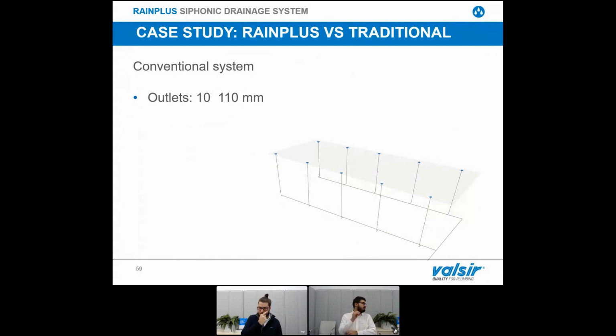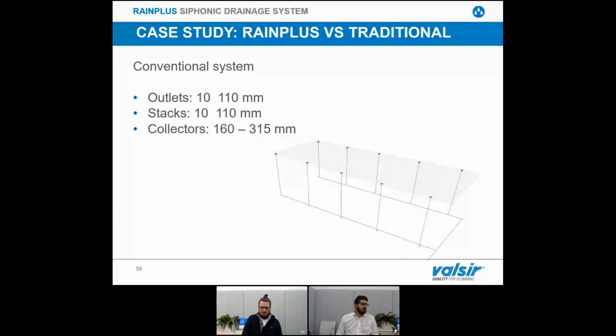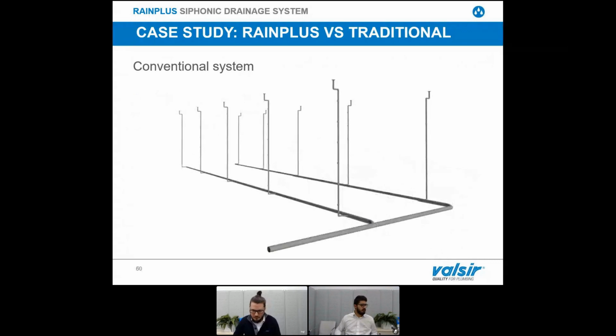Fortunately, when we arrived in Korea, the Hyundai designer had already prepared a 3D design for the conventional system. As you can see, they provided 10 outlets with 10 stacks of 110 millimeters and collectors with a diameter going from 160 to 315 millimeters. I'll show you the 3D that we realized for this conventional system, and I invite you to reflect on this system.